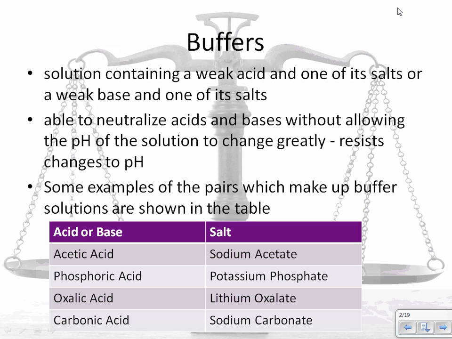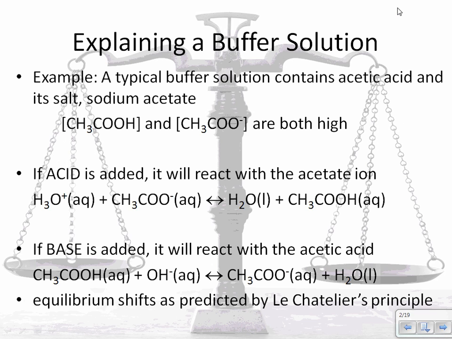If you've got acetic acid, a good example of a salt is sodium acetate. So again, we've got that acetate ion in both of them there. Phosphoric acid and potassium phosphate, oxalic acid and lithium oxalate, carbonic acid and sodium carbonate. All a bunch of examples. For the most part, you won't need to figure that part out. I will give you the buffer with the acid and its salt or the base and its salt, and you'll have to go through and actually do some calculations.